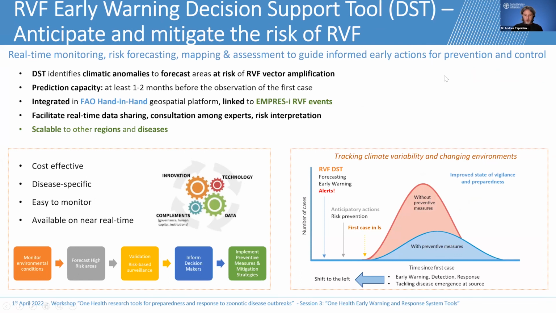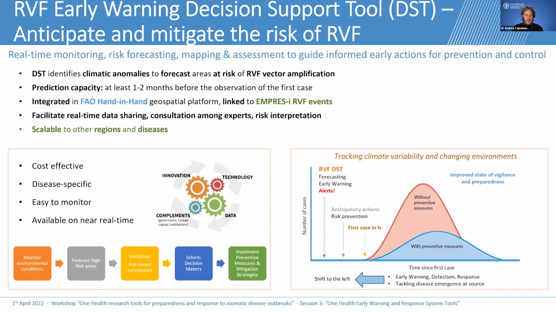We are working on one for avian influenza. We developed the Rift Valley fever early warning decision support tool. It allows the real monitoring and risk forecasting for Rift Valley fever, and develops maps and assessments to guide informed early action for prevention and control.